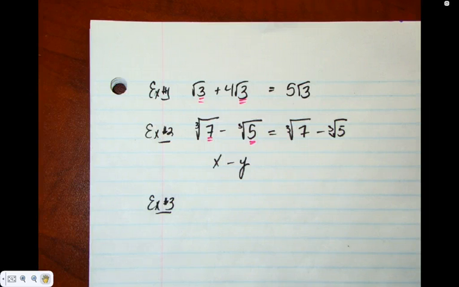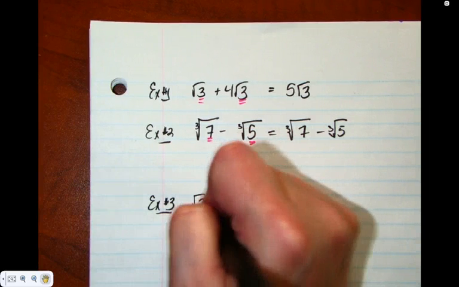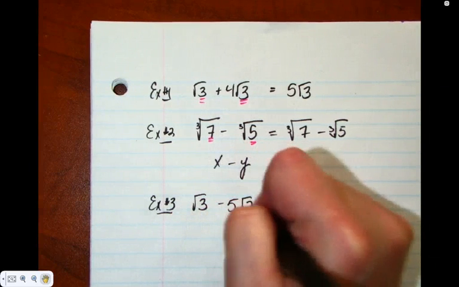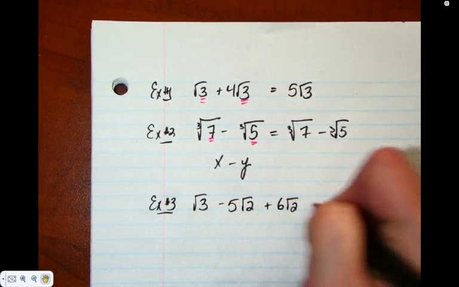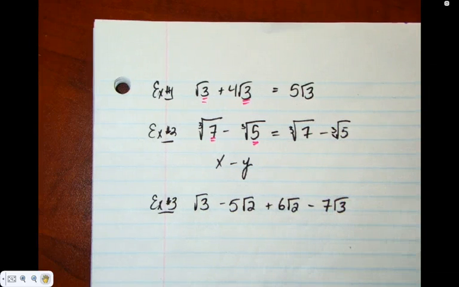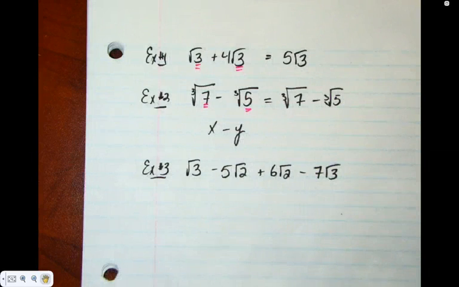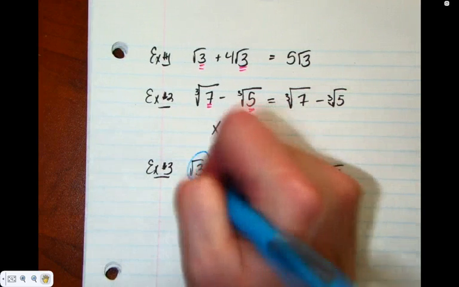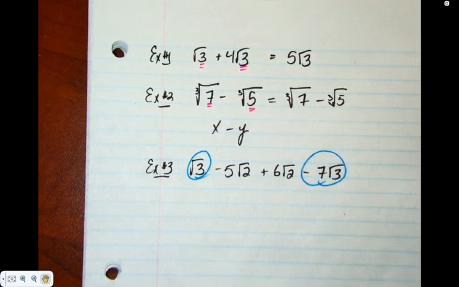Example 3, we're just going to put a bunch of stuff in here. So a root 3 minus a 5 root 2 plus a 6 root 2 minus a 7 root 3. If you like the circle technique for polynomials, do that. There's nothing wrong with that. If you're not visual and that doesn't help you, then don't do it. I'm going to circle the root 3's first.